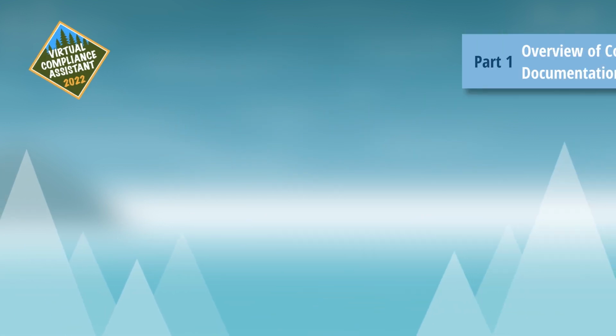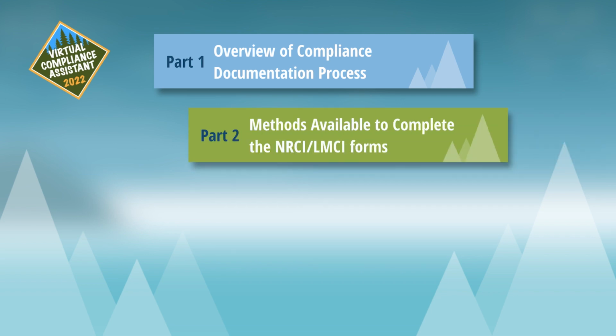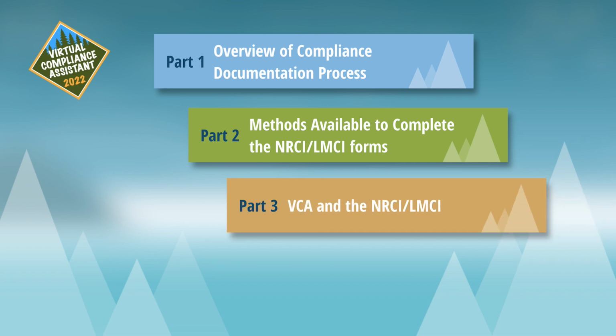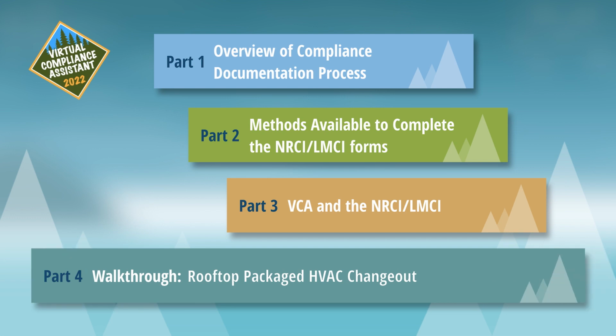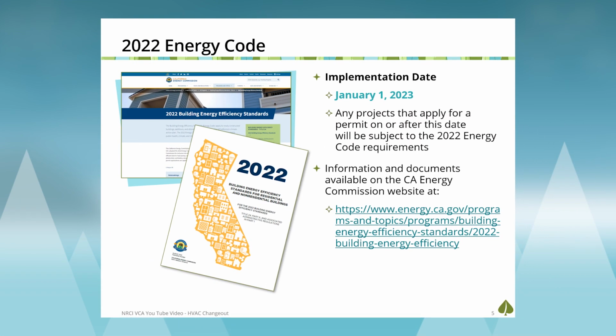We're going to overview the compliance documentation process of the Energy Code and highlight where that Certificate of Installation form fits in. We're going to review what methods are available to complete the Certificate of Installation forms and which methods are no longer available. We're going to concentrate on the Virtual Compliance Assistant, a tool from Energy Code ACE, to complete the documentation process of the Certificate of Installation form using a walkthrough example project of a rooftop package HVAC changeout.